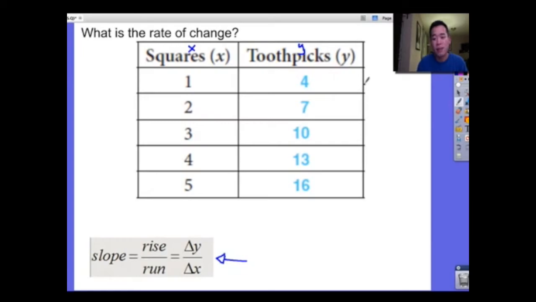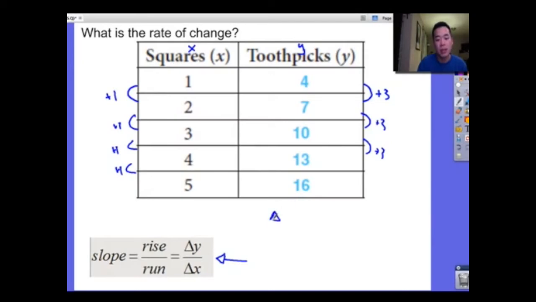From 4 to 7, I'm just going to make a mini little bracket. How did I get from 4 to 7? Well, that's plus 3. And then on the left-hand side, another mini bracket: from 1 to 2, that's plus 1. So we can do it again. That's another plus 3, another plus 3, plus 1, plus 1, plus 1. So in fact, I do have the same slope, or the same rate of change, each step of the way.